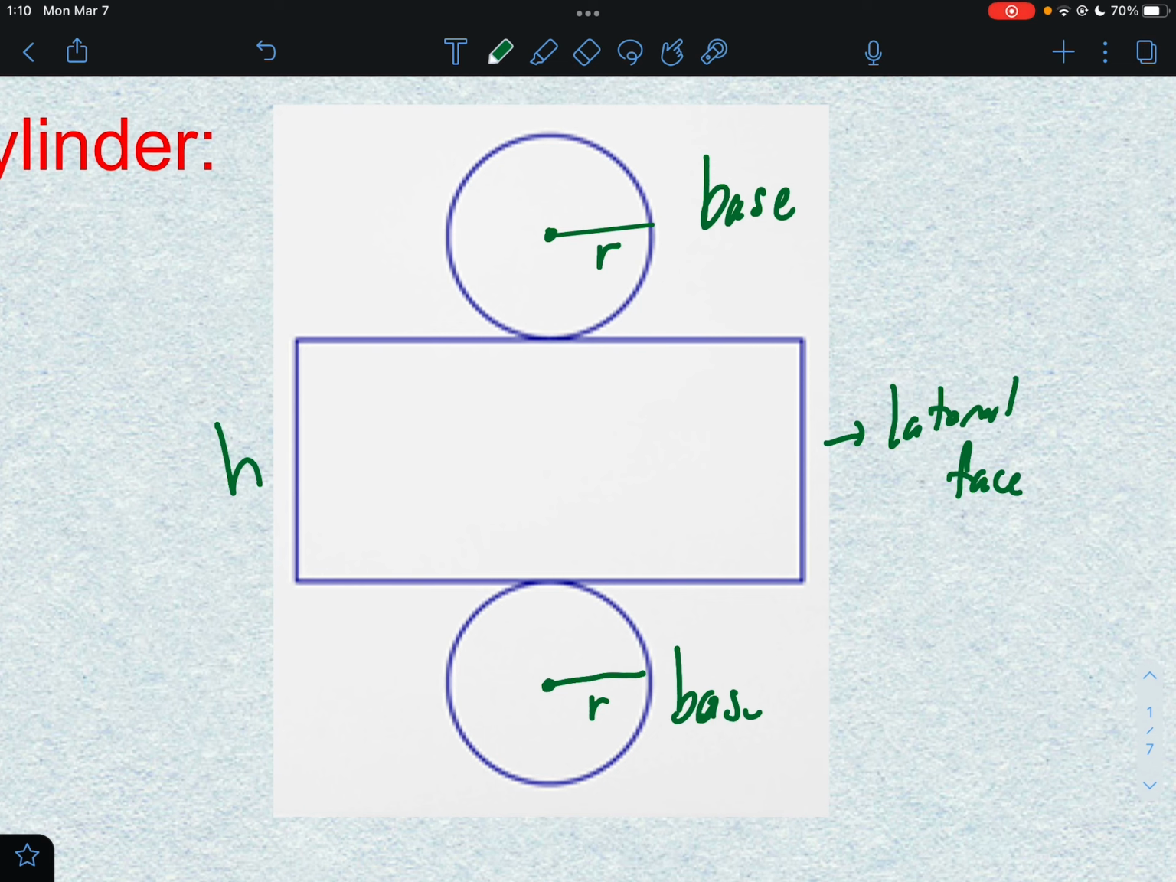You might not think there's a rectangle in any cylinders, but really if you think about a soup can and the piece of paper that's wrapped around the middle part there, if you unfolded it, it would be a rectangle. The length of the rectangle is actually the circumference of the circle, so it would be 2 pi r.